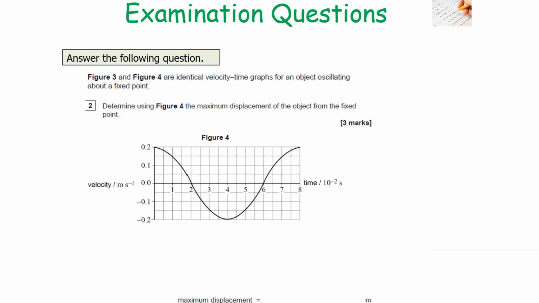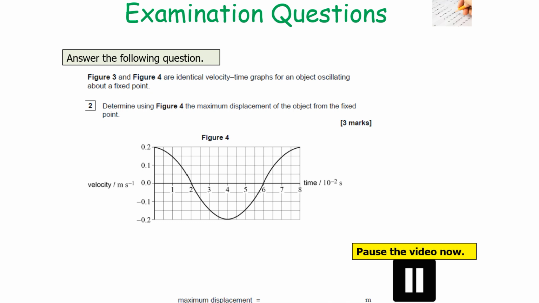meters per second squared. The next question says, now Figure 4 is also a velocity time graph for an object oscillating about a fixed point. Determine, using Figure 4, the maximum displacement of the object from the fixed point. So pause the video now, then unpause the video when you want to go through your answer.